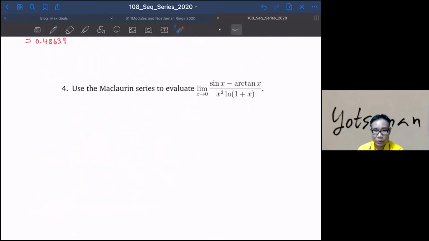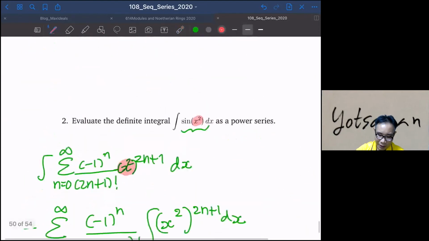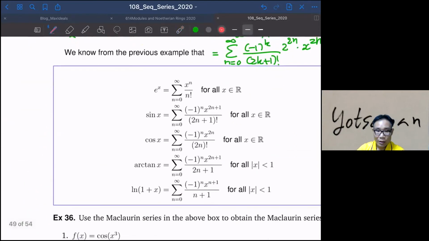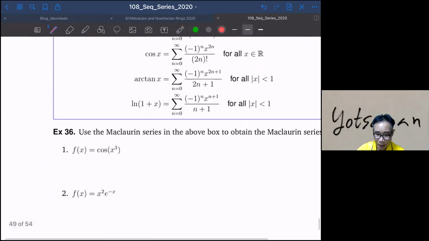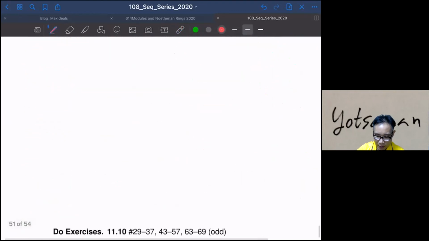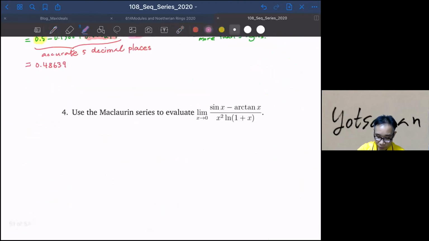The last one is that we would like to use Maclaurin theory in order to find this limit without using L'Hopital. You can try to use L'Hopital; actually, it can be done in that way also. However, you're going to see that it's kind of messy when you differentiate. The thing that I suggest is to use the power series for sine x, for arctan x, for log 1 plus x.